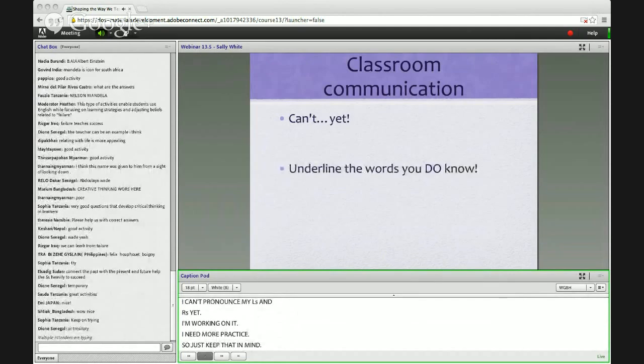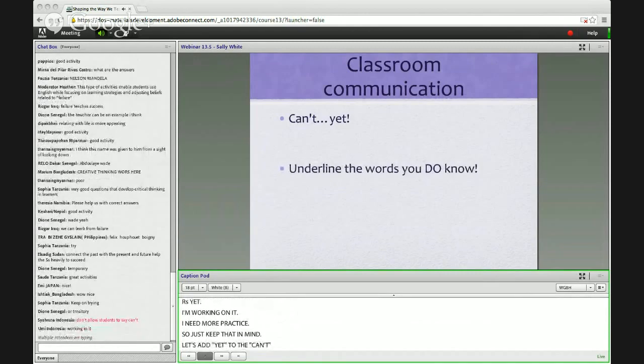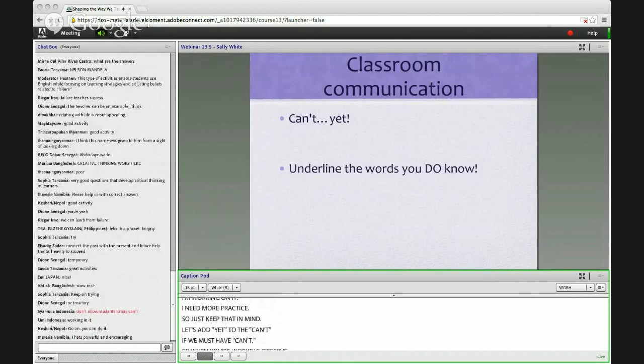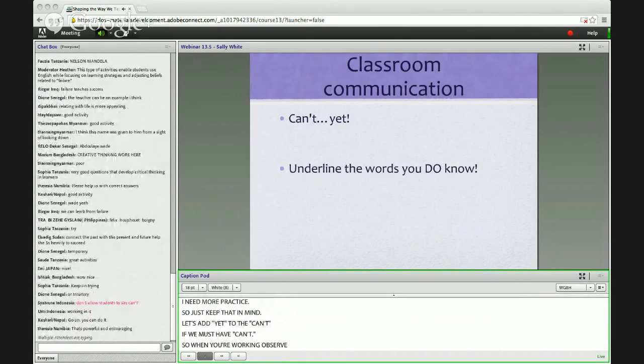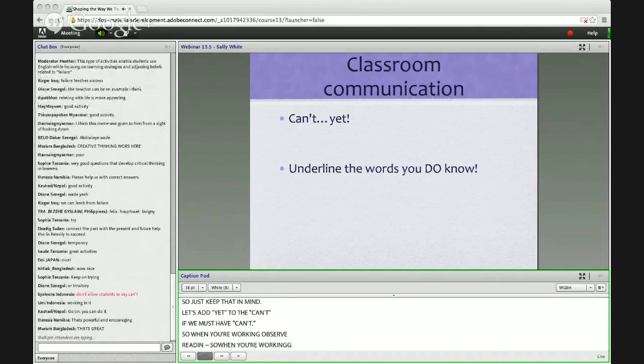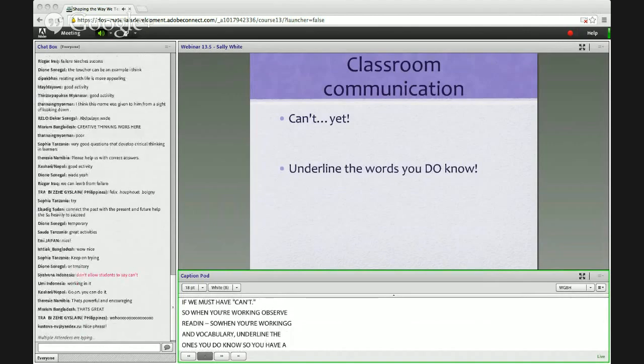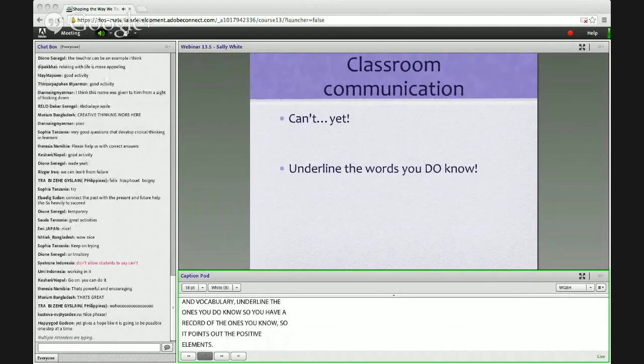So when you're working on reading and vocabulary, underline the words you do know. So you have a record of what you know, and it points out the positive elements. And then, of course, as you increase your vocabulary, as you understand more words, you just underline more words, and it grows. It builds on itself.